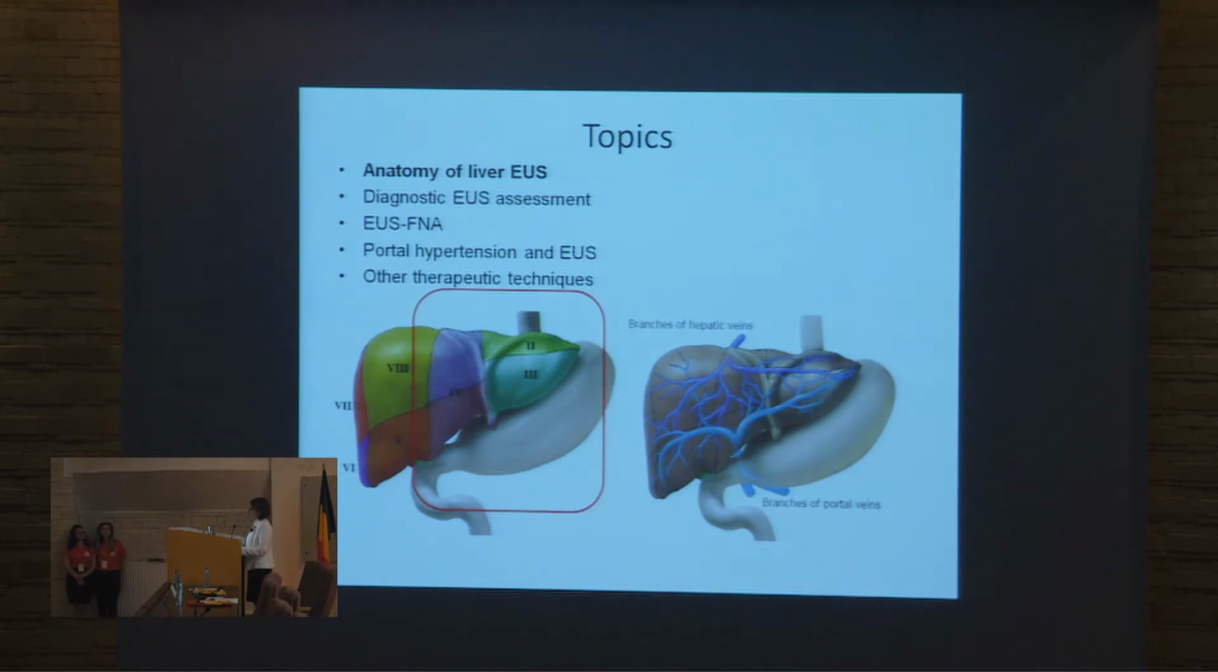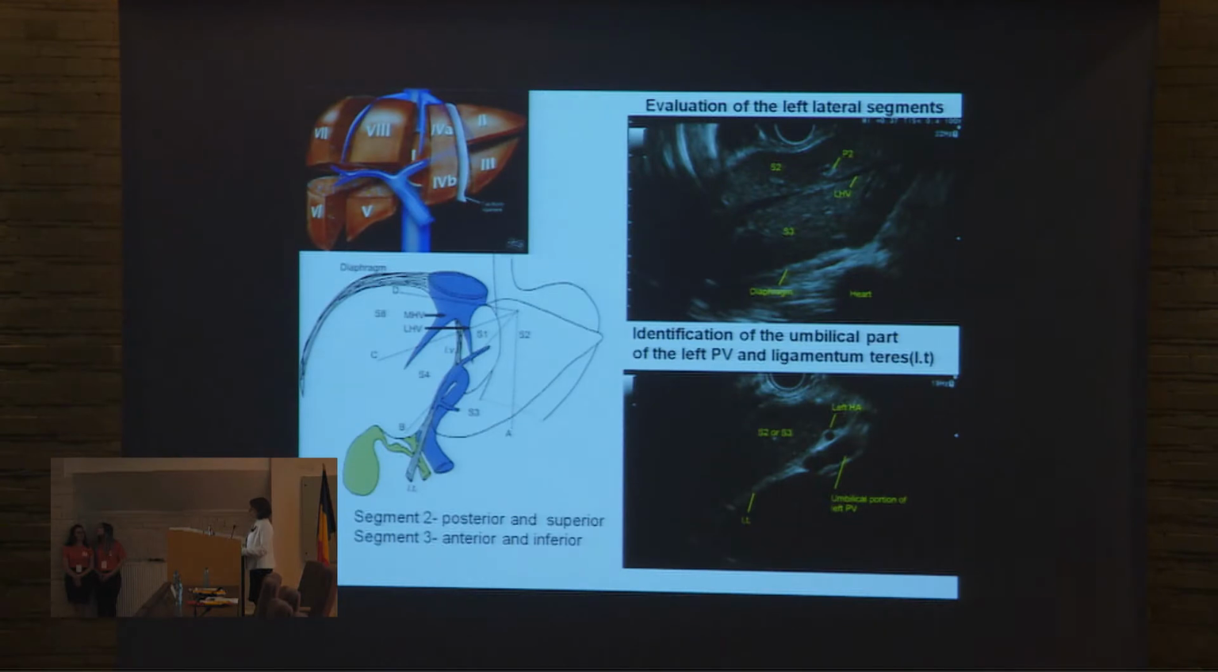is the fact that due to the proximity with the stomach, we cannot see all the liver. The right part of the liver cannot be assessed by EUS. So in this situation, we have to take into consideration and go back to anatomy.